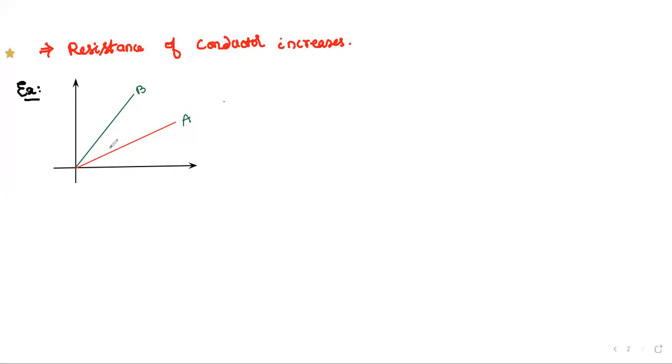In the case of ohmic conductors, suppose the first one makes an angle of 30 degrees. The second one also makes an angle of 30 degrees, but with the y-axis. Here I am taking the current on the y-axis and voltage on the x-axis. Now, ohmic conductors means resistance is constant. That's why I'm asking what is the ratio of resistances, RA is to RB, equals how much?